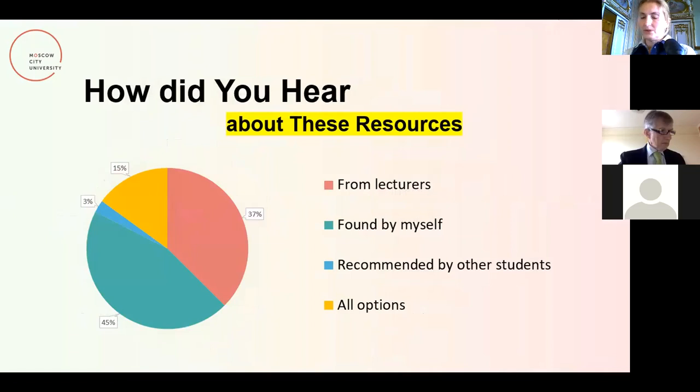Students answered the question, how do they hear about the digital resources used by them? We are happy to emphasize that 45% actively search for the resources they need. However, insufficient interest of lecturers in distributing information about digital resources should be noted as well. Only 37% of students pointed out that they were told by their lecturers about some digital resources.